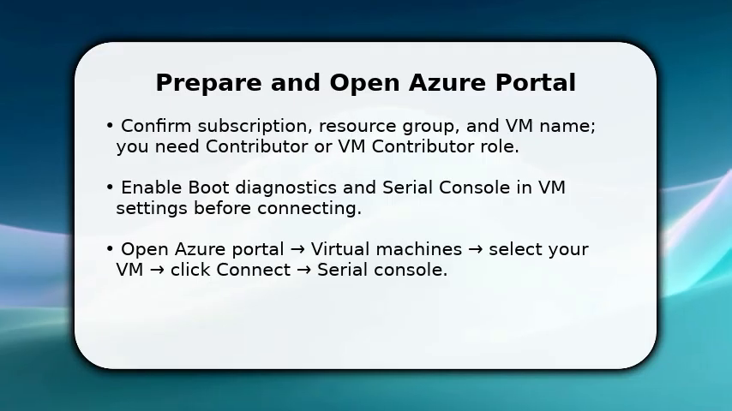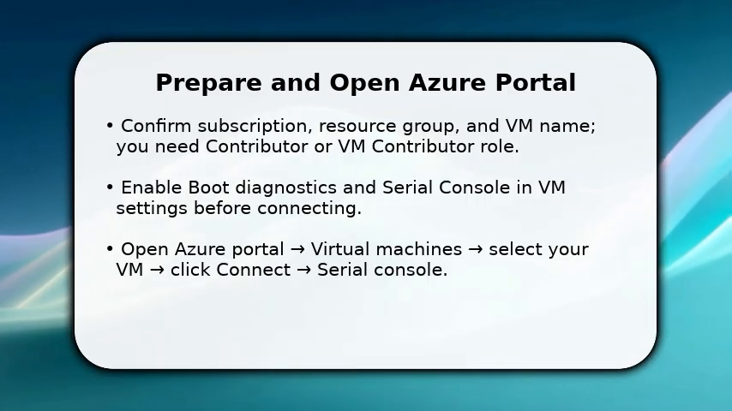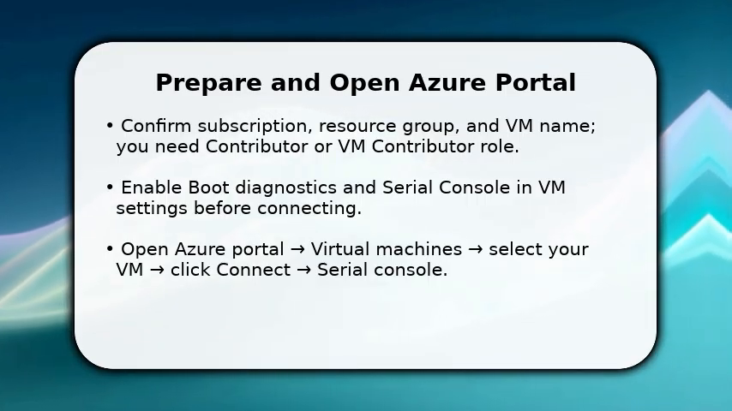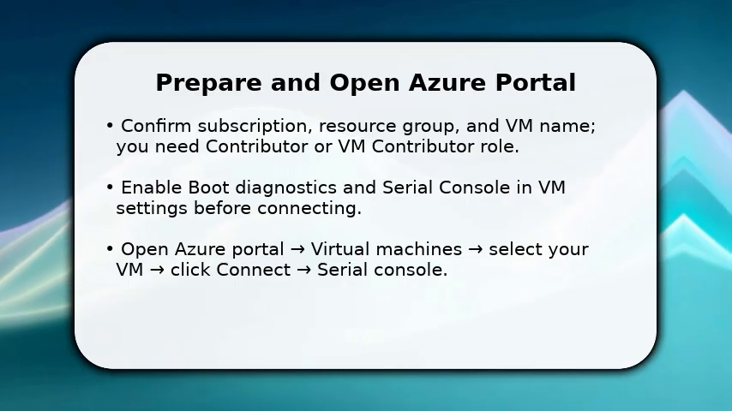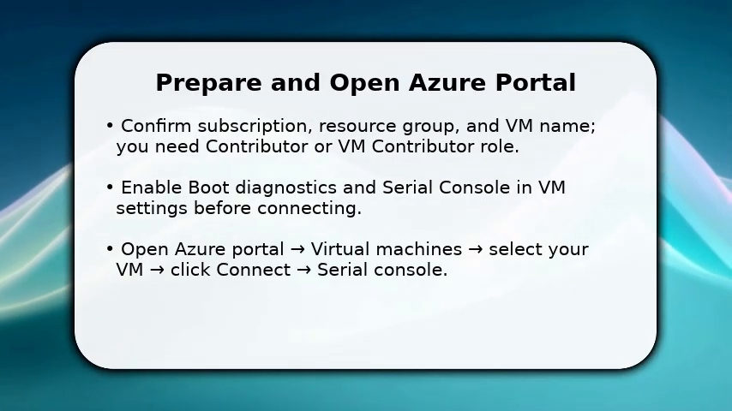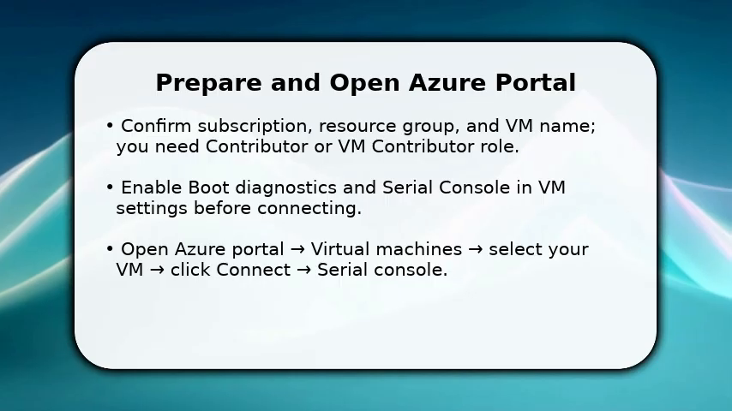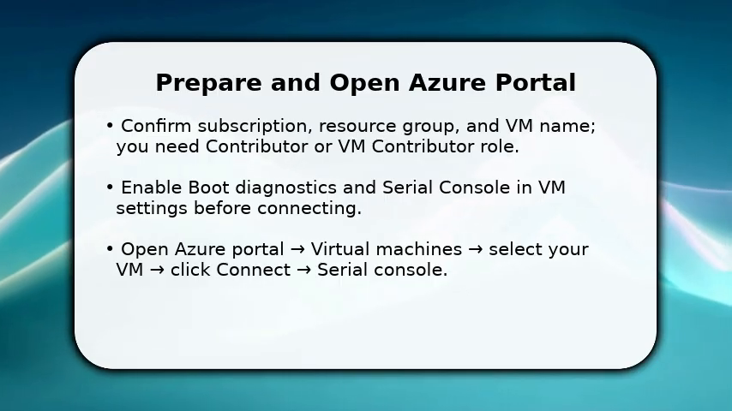Enjoy the video. You start by validating access and telemetry so you can reach the console immediately. Make sure your account has contributor or VM contributor role and the VM has boot diagnostics and serial console enabled. Once done, open the Azure portal, navigate to Virtual Machines, select the target VM, and click Connect, then Serial Console.